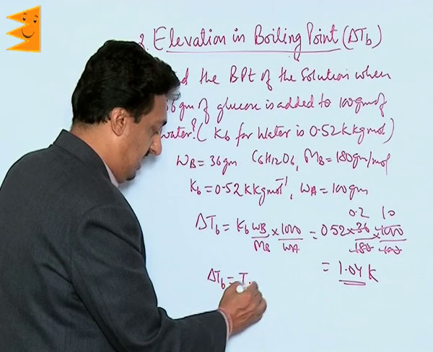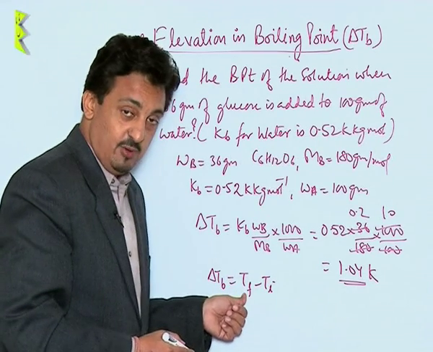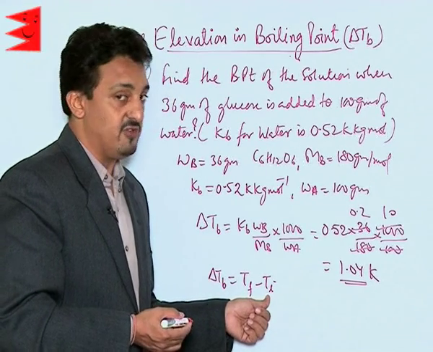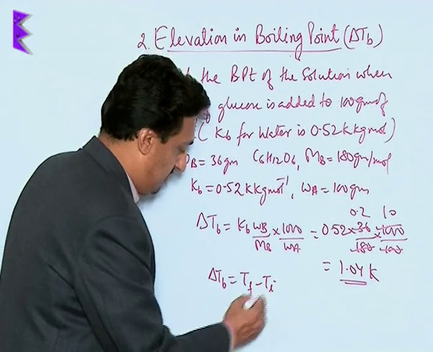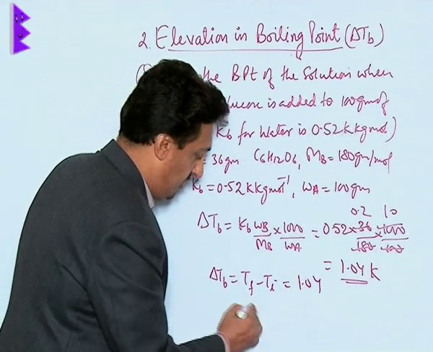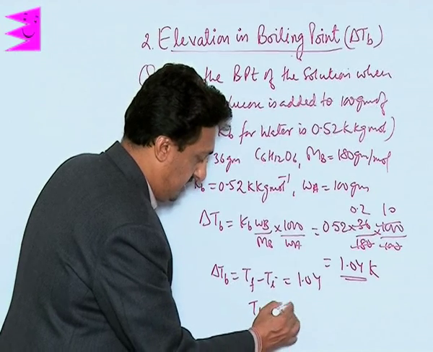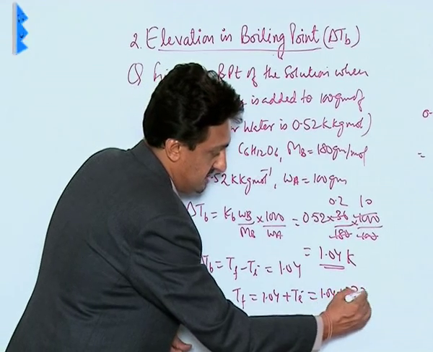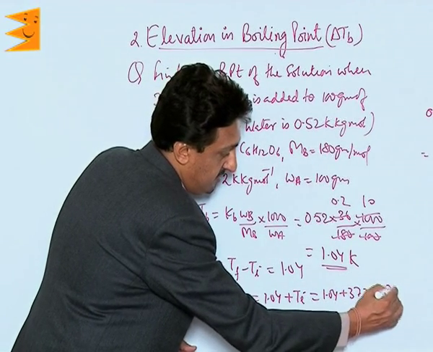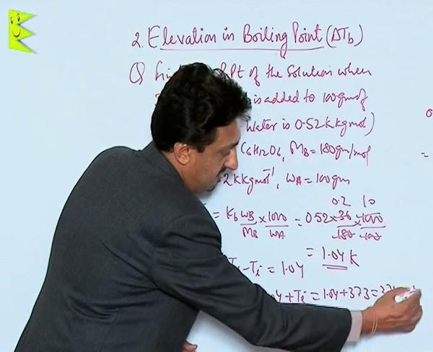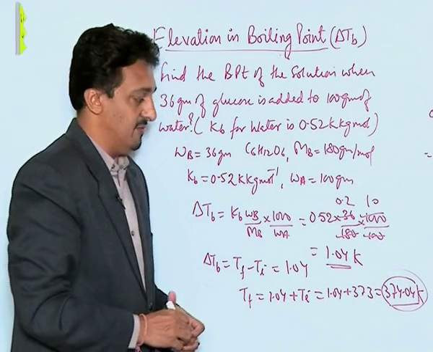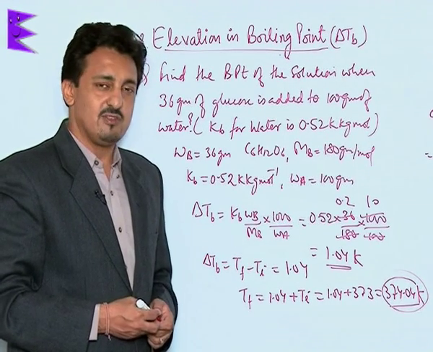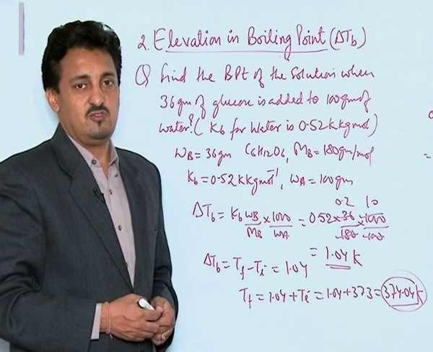And we know delta Tb is equal to Tf minus Ti. Tf is the boiling point of the solution, which we have to find out. Ti is the boiling point of the pure solvent, which we already know is 373. So delta Tb is 1.04, and Tf is equal to 1.04 plus Ti, which is 1.04 plus 373, which is 374.04 Kelvin. So this is the boiling point of the solution. And this is how we can use this information in finding the boiling points of the solution or the molar masses of the solutes which are present in the solutions.